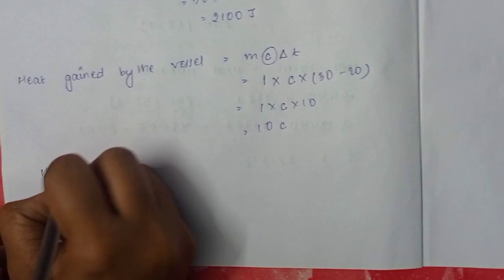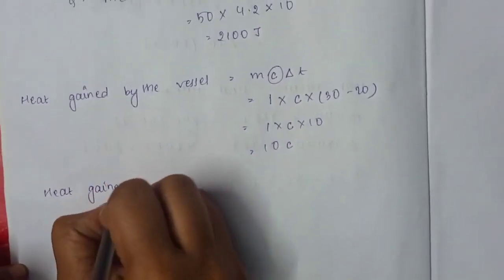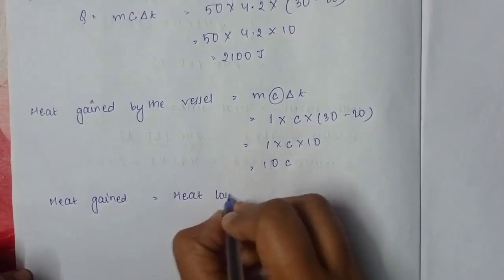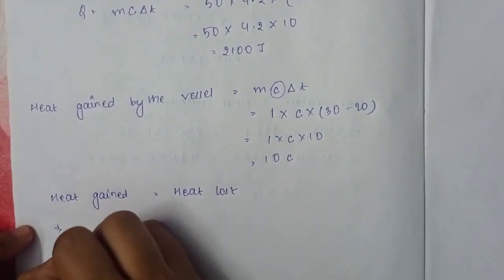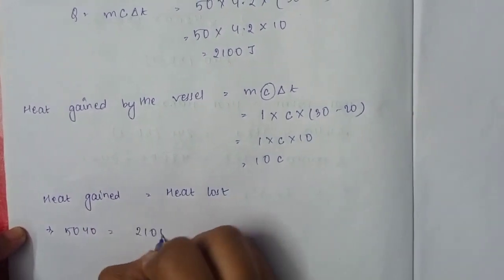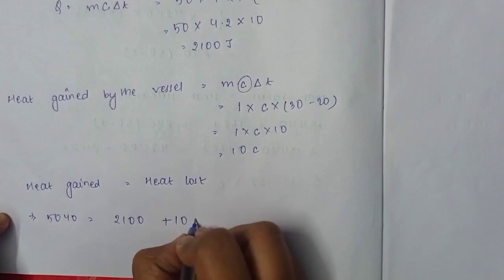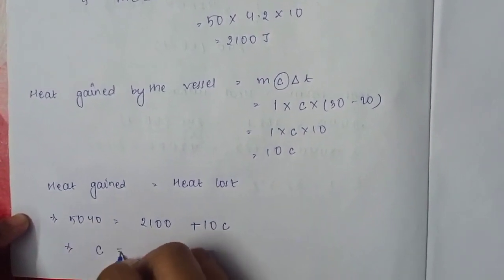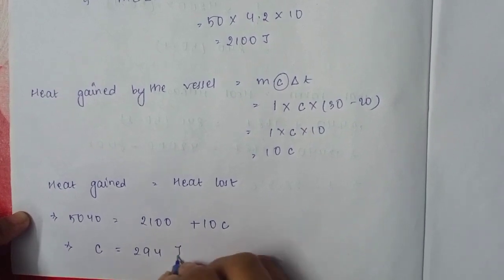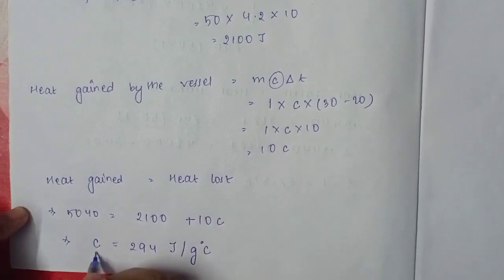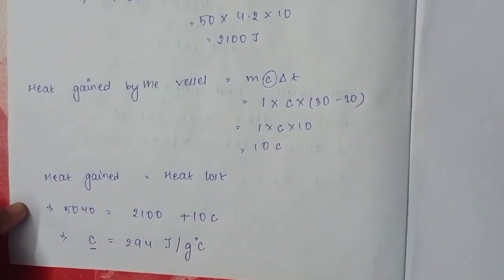So as we know, according to the principle of calorimetry, heat gained is equal to heat lost. So we have 5040 is equal to 2100 plus 10C. So from here, if you want to find the value of C, we will get the value of C as 294 joule per gram per degree Celsius. So this is the specific heat capacity of the vessel in which the water was there.